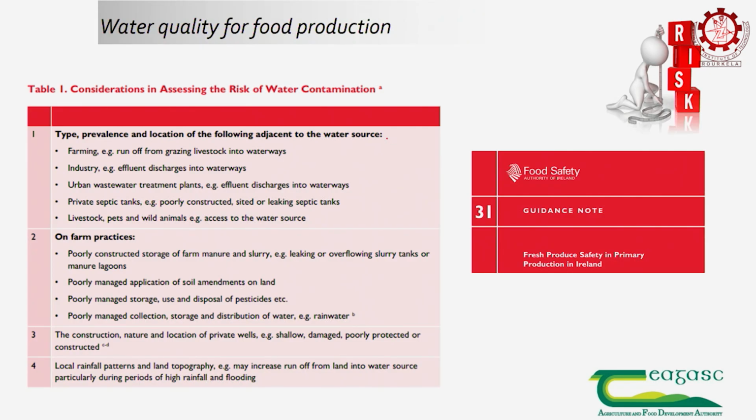The important one is where the water is coming from: farming, runoff, grazing livestock into waterways. That means all the slurry of animals goes into the water, all the nitrogen is going into the river streams. Industry effluent is discharged into waterways. All those factories are situated around the river. They dump their wastewater into the river. Urban wastewater treatment plant effluent, private septic tanks, badly constructed, leaking septic tanks. All these are sources of water contamination into the groundwater. Livestock, pets, wild animals have access to the water sources.